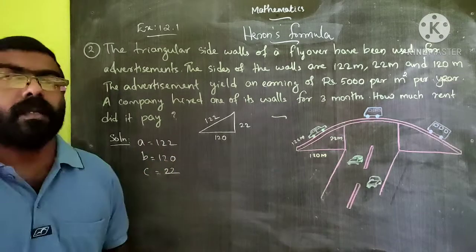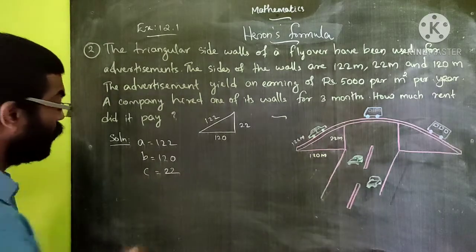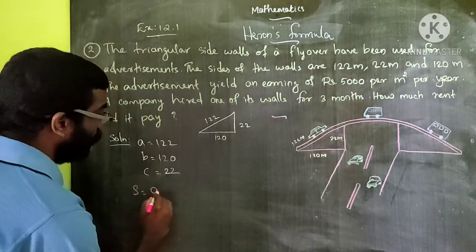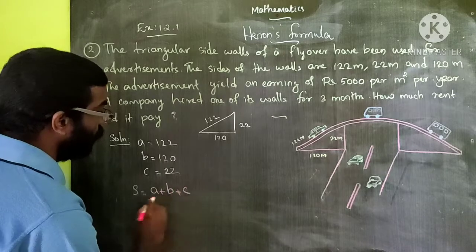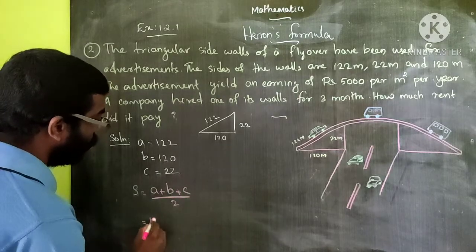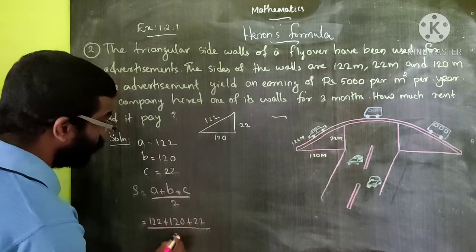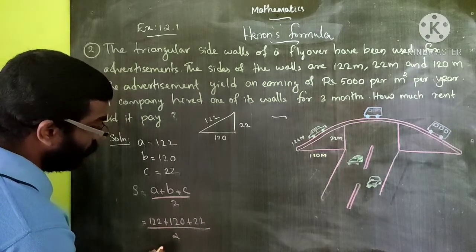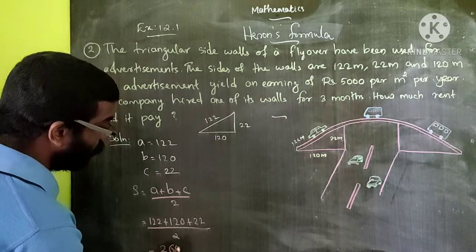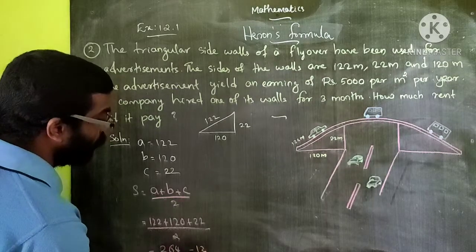22. Now we can find the semi-perimeter or the half perimeter. S is equal to A plus B plus C divided by 2. Here 122 plus 120 plus 22 divided by 2. And which is equal to 264 divided by 2, which gives 132.